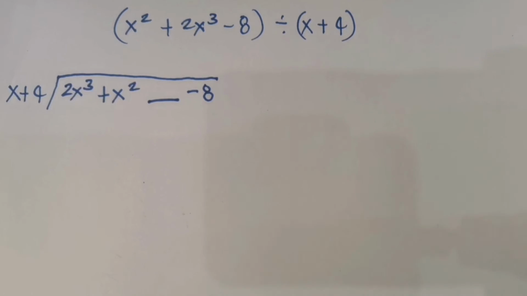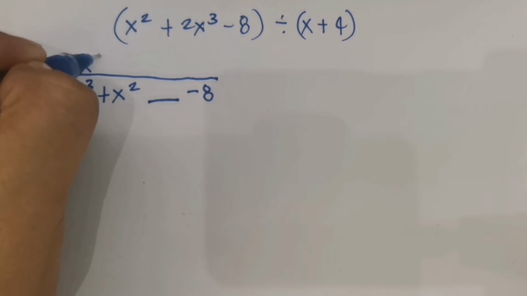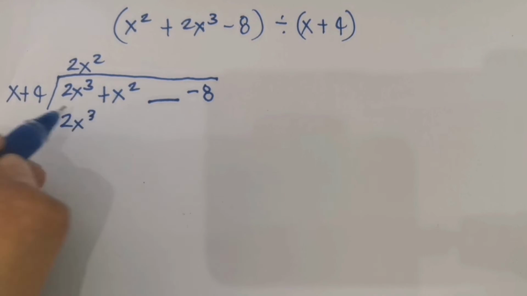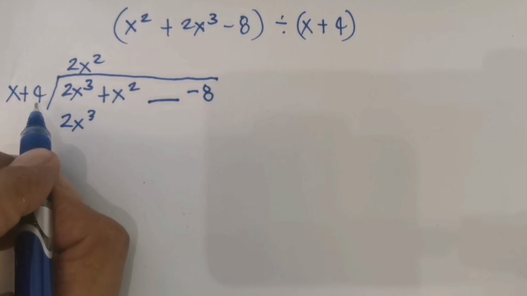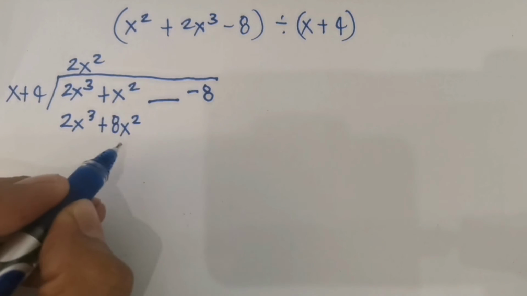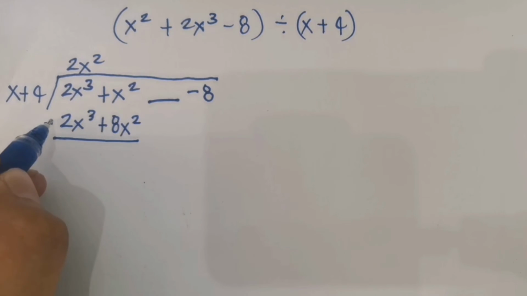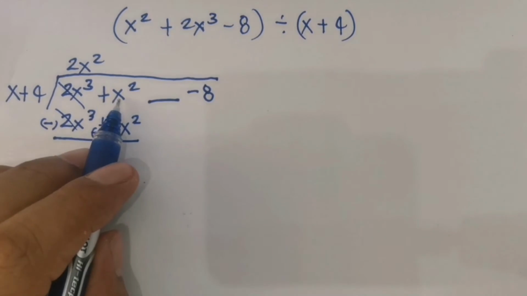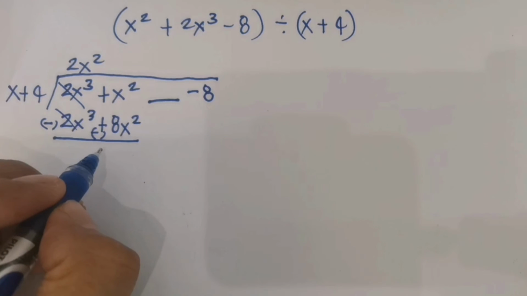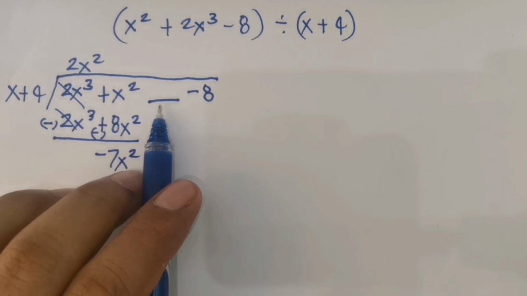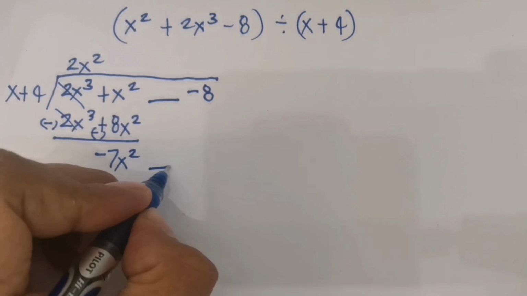Okay, so let's start the division. 2x cubed divided by x is 2x squared. 2x squared times x is 2x cubed. 2x squared times 4 is positive 8x squared. Then subtract, change the sign, cancel this out. X squared plus negative 8x squared is negative 7x squared. Since we have no third term, so just leave it blank.